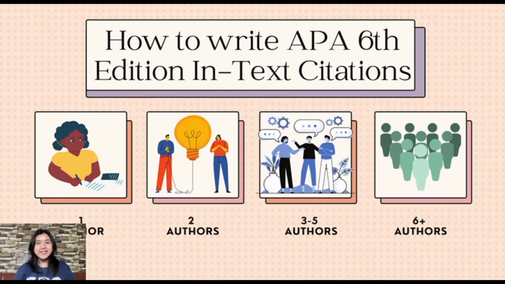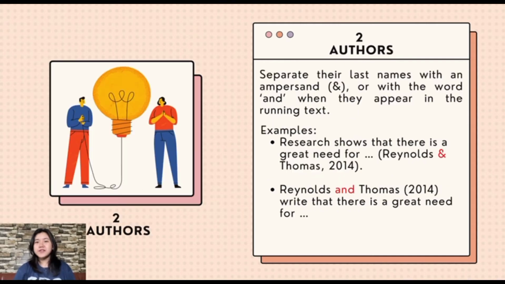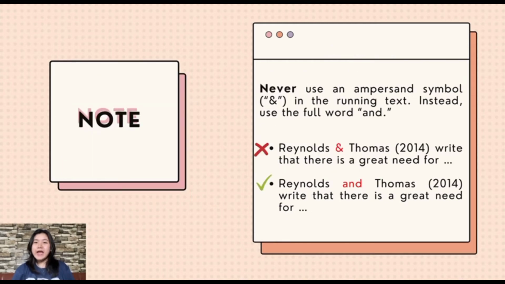Next, let's learn how to write APA 6th edition in-text citations while citing multiple authors. So if you only have to cite one author, you only have to follow either parenthetical or narrative style of citing. Like for example number 2, you can put the author's name and publication year inside the parentheses at the end of the text, or you can incorporate it in your running text like in example number 3. Next, when there are two authors, you separate their last names with an ampersand, or with the word and when they appear in the running text. So as you can see in the examples, you use an ampersand to separate the authors inside the parentheses, but you use the word and when you put them in your running text. Again, note, never use an ampersand symbol in the running text. Instead, use the full word and.